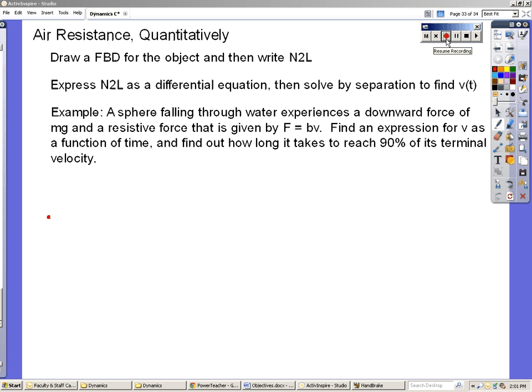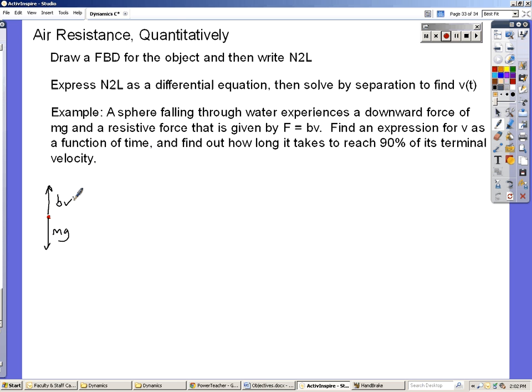Notice it's not v squared. If it's v squared, it makes the math that much more difficult. What we want to do is find an expression for v as a function of time, and also find out how long it takes to reach 90% of its terminal velocity. So first thing, free body diagram. We have the weight force downward and the drag force upward.